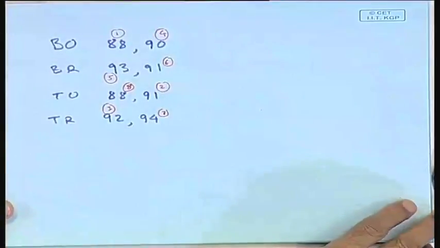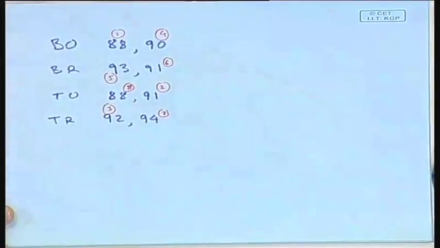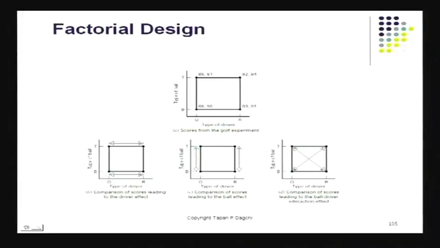Now what we'd like to be able to do is find the effect of going from type O driver to type R driver. Let's see how we find that out. What we have to do is, I again go back to the picture here and I show you. I take an average. First of all, I have to find the average of 88 and 90. That will be the average score there. I do the same averaging here, here, and here.